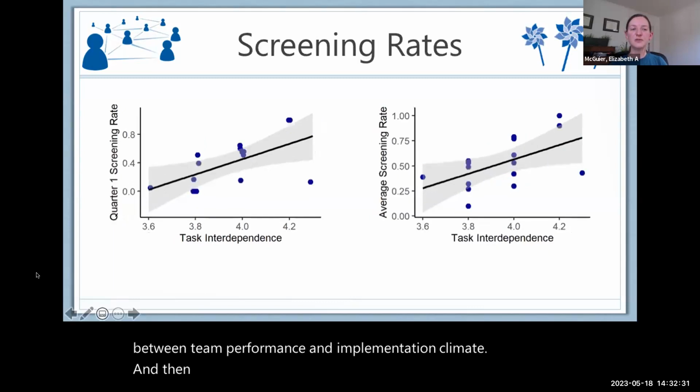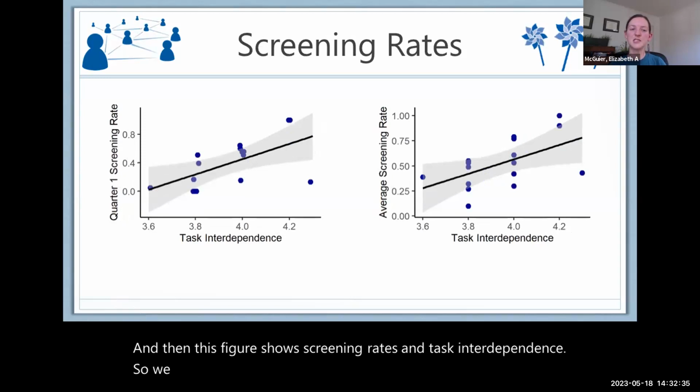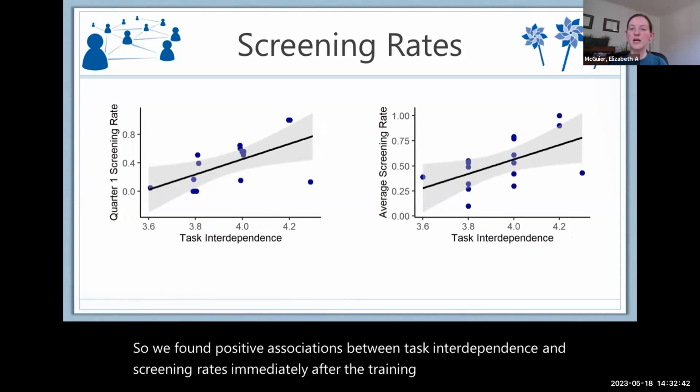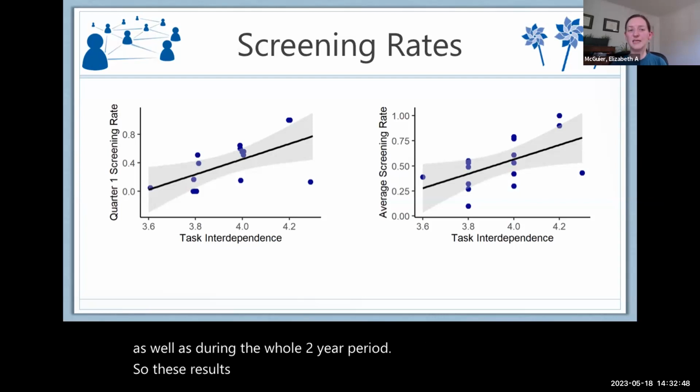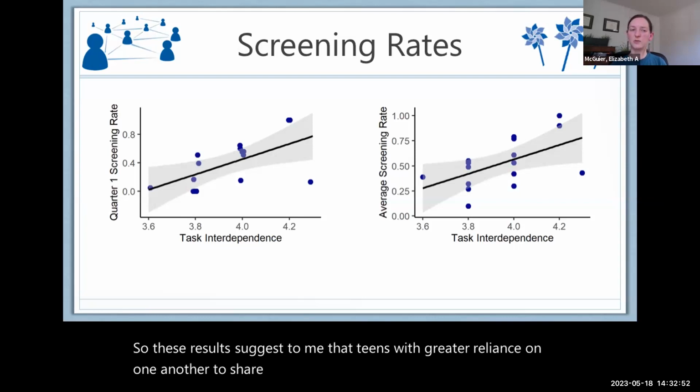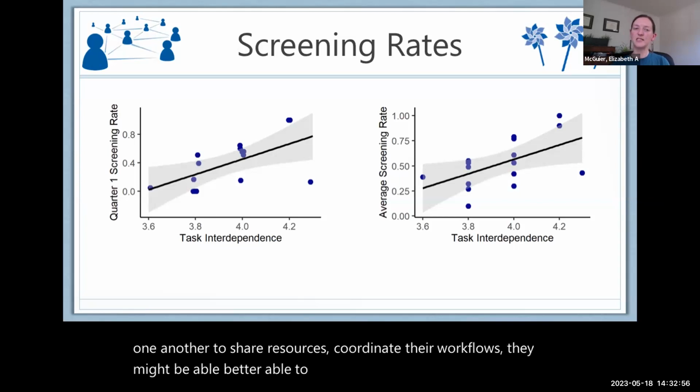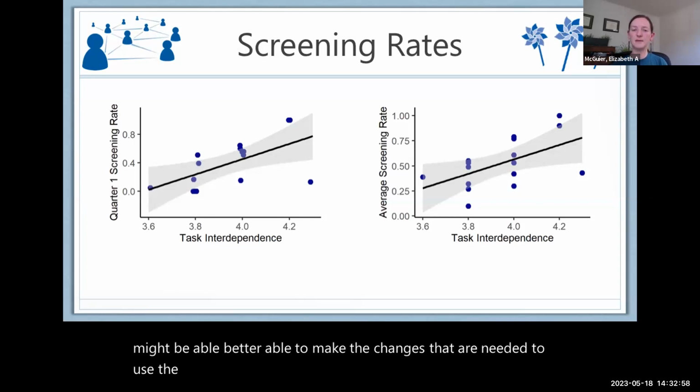And then this figure shows screening rates and task interdependence. So we found positive associations between task interdependence and screening rates immediately after the training, so in that first quarter, as well as during the whole 2-year period. So these results suggest to me that teams with greater reliance on one another to share resources and coordinate their workflows might be better able to make the changes that are needed to use the protocol consistently.